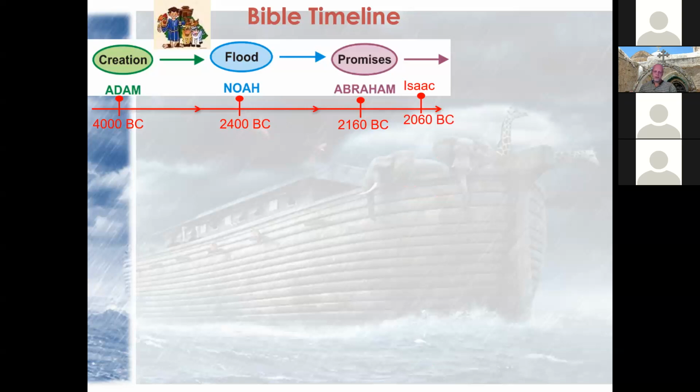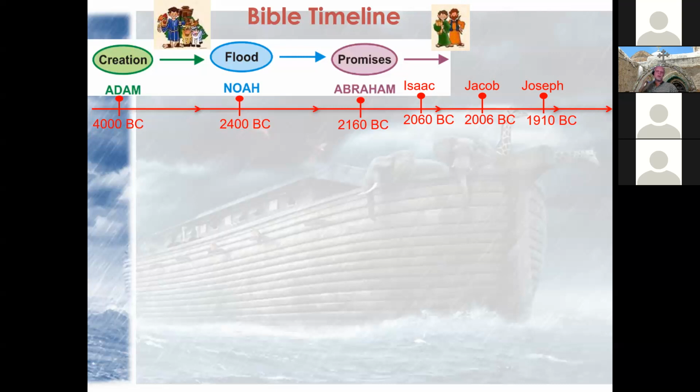So Isaac is the second patriarch, and this was about 2060 BC. And then Isaac begot Jacob. This was around 2000 BC. And then Jacob begot Joseph. Jacob had 12 sons. Joseph was the second youngest. So after Joseph was Benjamin. Okay. We'll talk more about this hopefully next time.